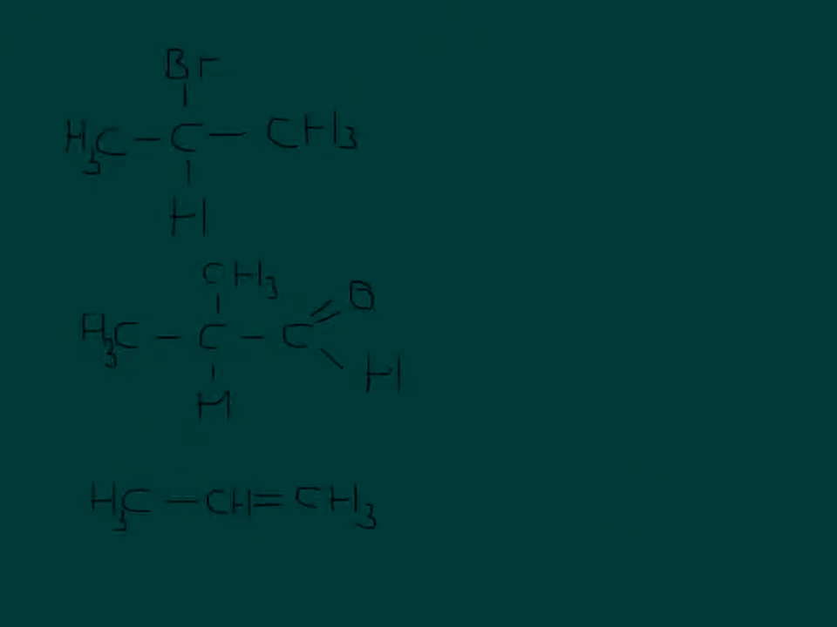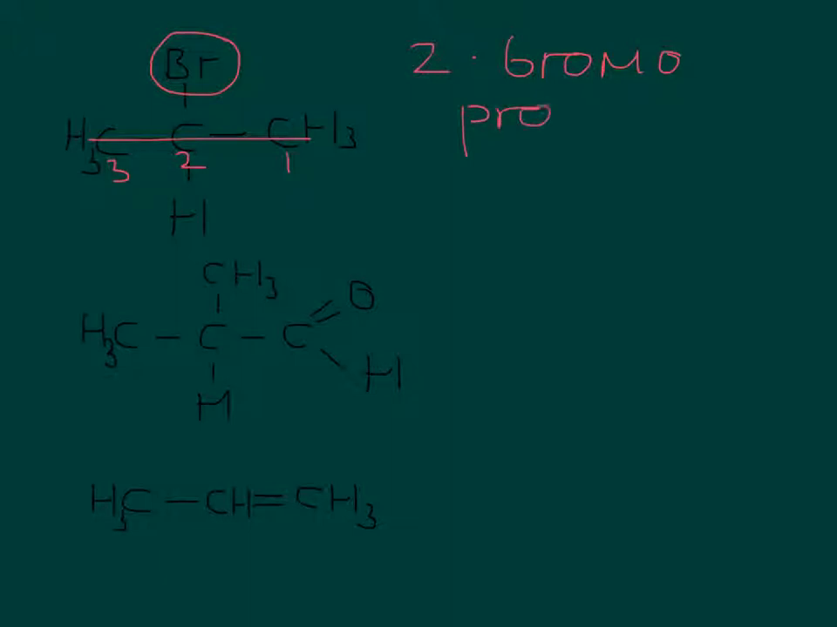Right, so 3 examples for you to have a bash at doing, and we'll see how you get on. So the first one is, of course, a halogenoalkane, because I've got a bromo group coming off of it. 3 carbons in a row, so it's going to be propane. The bromo is coming off carbon number 2, so it is going to be called 2-bromopropane.